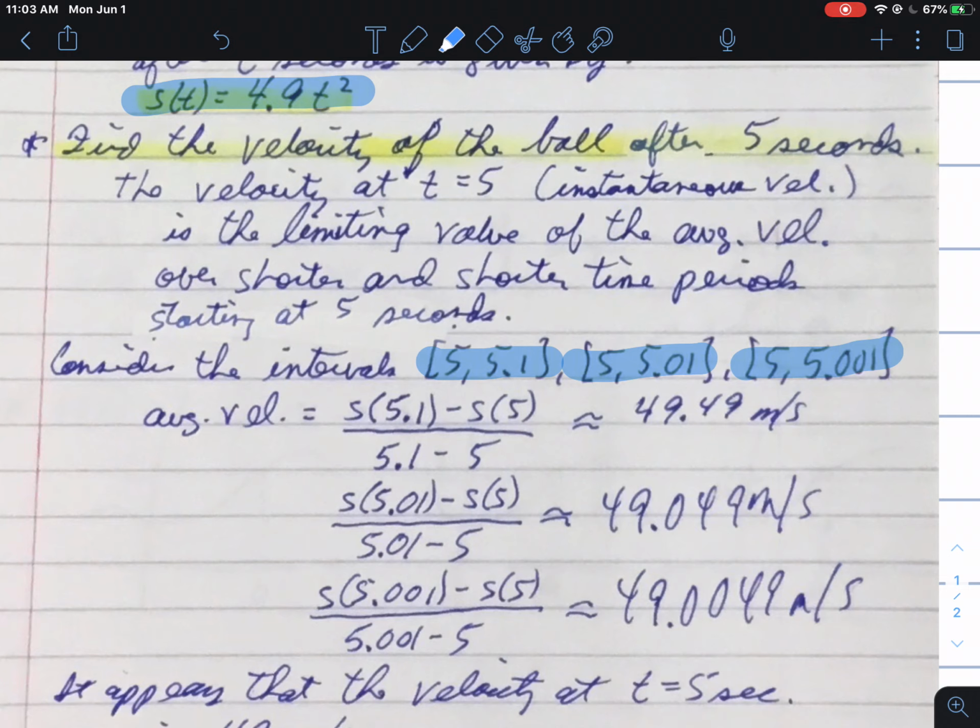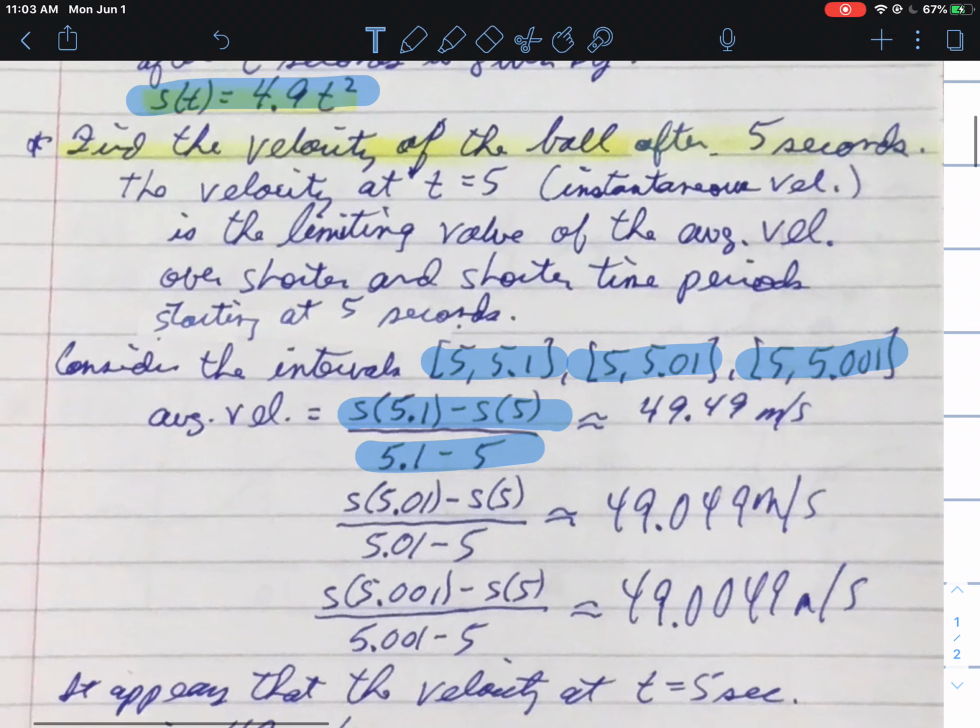Now, this is nothing more than our slope formula. That's all that is. It's rate of change in our function value from 5 to 5.1 seconds over our change in time from 5 to 5.1, right? So where s, our function, is that function up above, 4.9 t squared. So when I say s of t, I'm using that function. So we're plugging 5.1 into that function, minus 5 plugged into that function, divided by 5.1 minus 5, and you get approximately 49.49. Units, units, units, units.